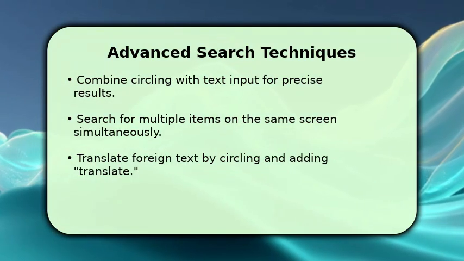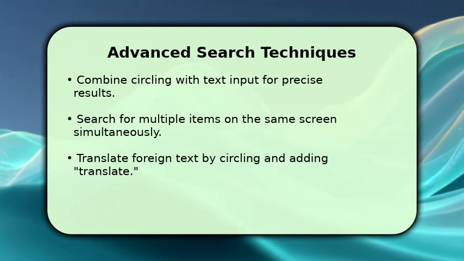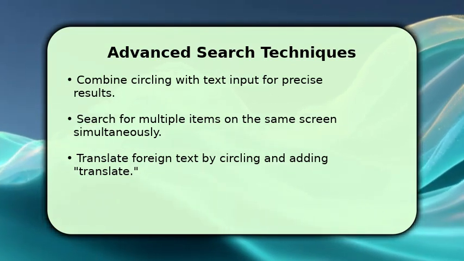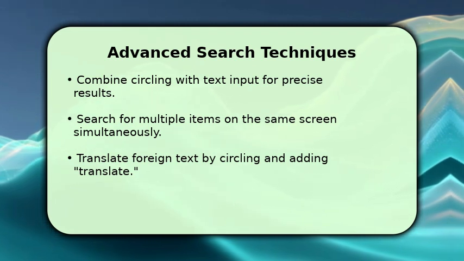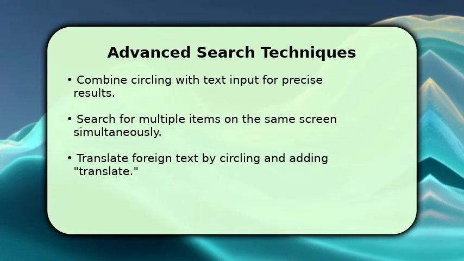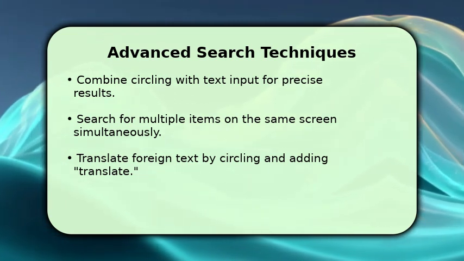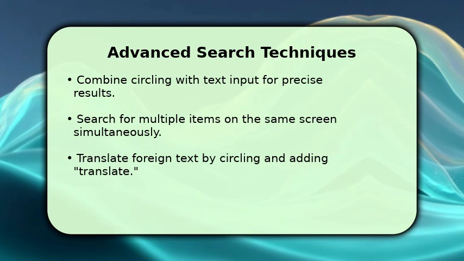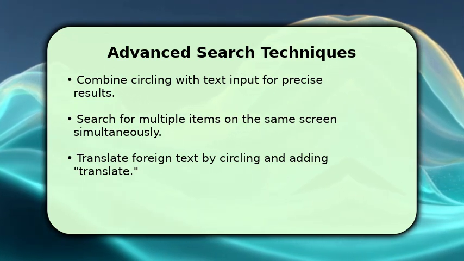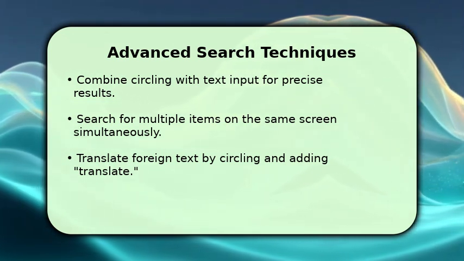To get the most out of Circle to search, try combining your visual selection with text input. For example, circle a product and then type best reviews to find relevant information. You can also search for multiple items on a single screen by performing separate circles. This feature is incredibly powerful for research or shopping.